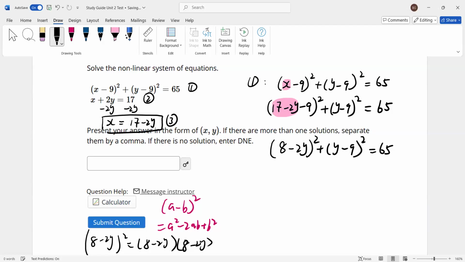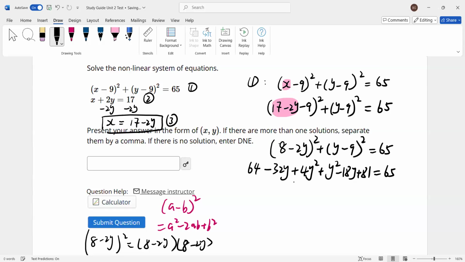So I'm going to have 64 minus 32y. 2 times 8 is 16, twice of 16 is 32. Plus 4y squared. Same here: y squared minus 18y plus 81 equals 65. Make sure you double check your answer. Do not make any mistake. 4y squared, 64, negative 32y, y squared minus 18y plus 81.